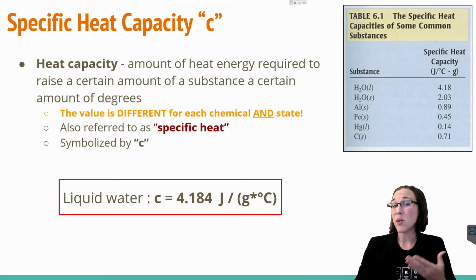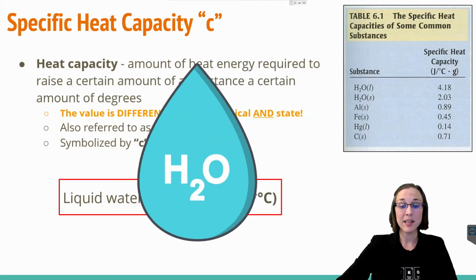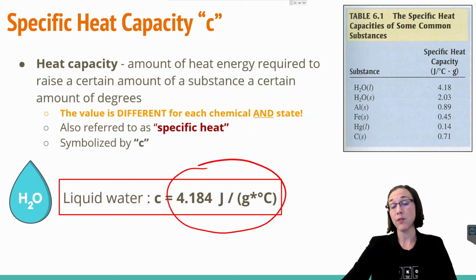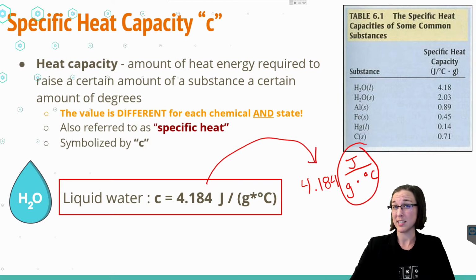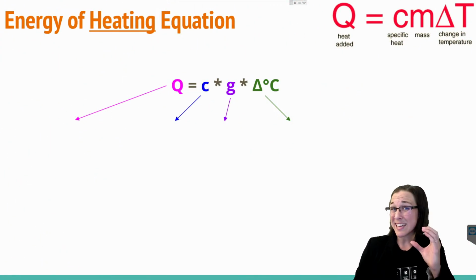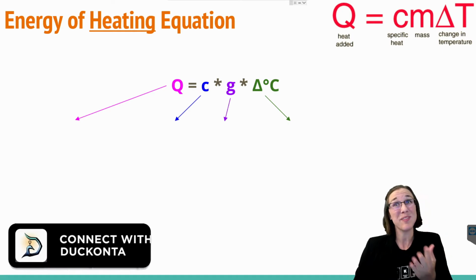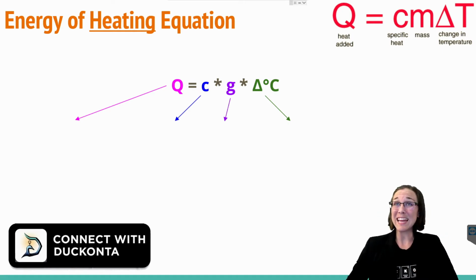But the C, or heat capacity value, that you should have memorized for water is 4.184 joules per grams times degrees Celsius, which can also be written like this, if this way of units makes more sense to you. We're going to use this C, or specific heat for specific chemicals, in our heating equation.